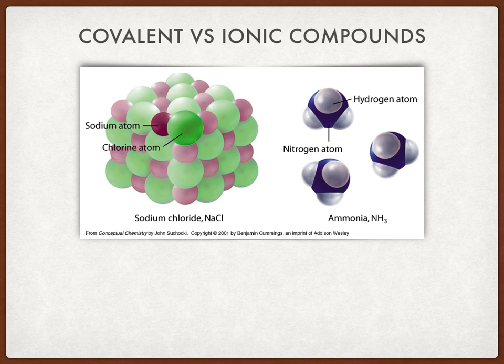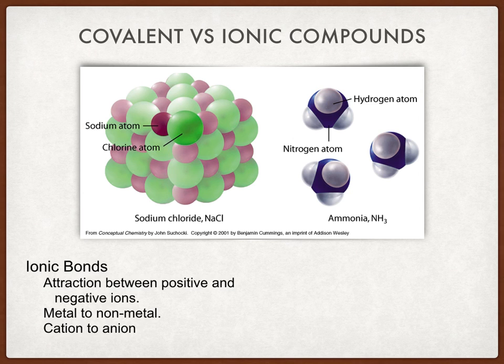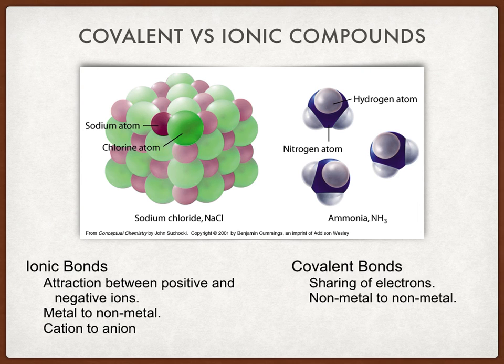So this is different than ionic compounds. Remember, ionic compounds are formed through ionic bonds, and an ionic bond is the electrostatic interaction between positive and negative ions, a metal to a nonmetal specifically. Metals form cations and nonmetals form anions. Again, covalent bonds are the sharing of electrons, and this is a nonmetal to a nonmetal. An example of this would be ammonia, NH3.